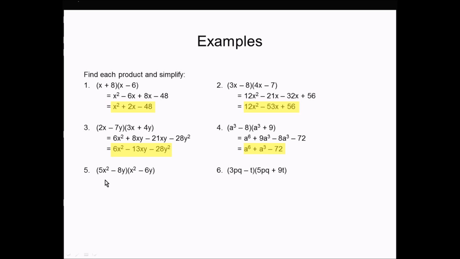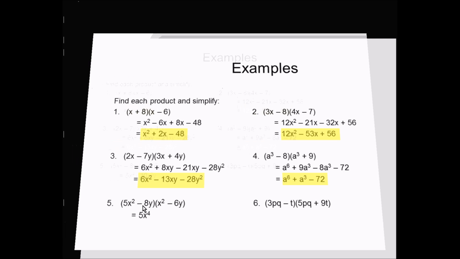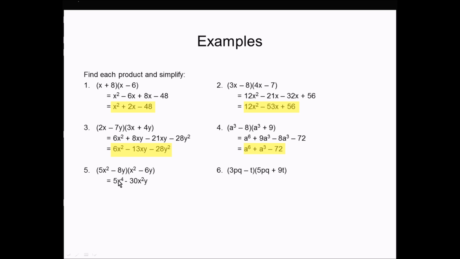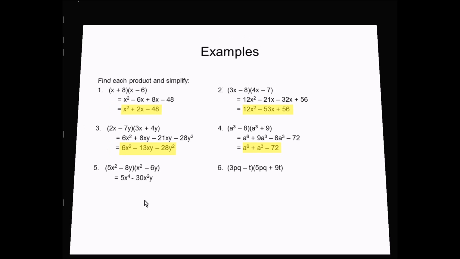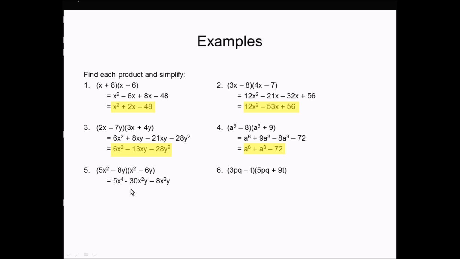Number 5, the first, I get 5x to the fourth. The outer, minus 30x squared y. The inner, minus 8x squared y. The last, plus 48y squared. Outer and inner will combine. Minus 30 minus 8, I get minus 38. So 5x to the fourth, minus 38x squared y, plus 48y squared.